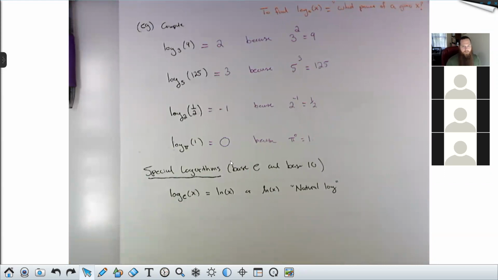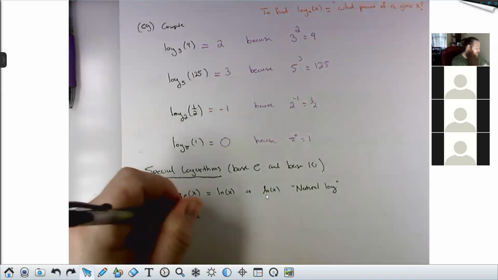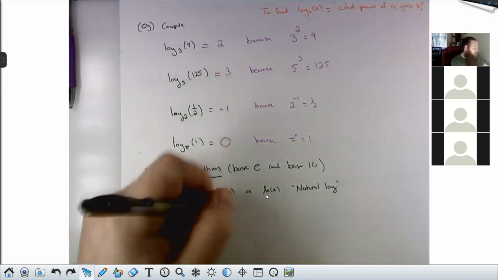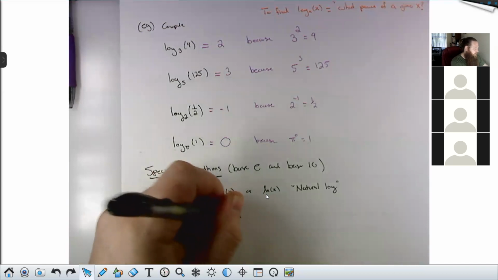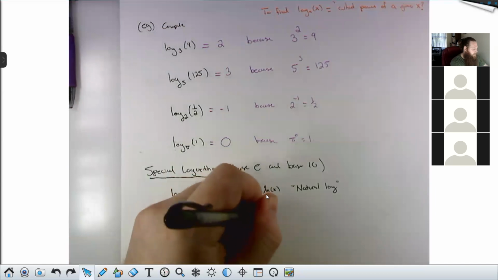But yeah, if you're using the base e, which is the natural base, remember Euler's number, we call e to the x the natural exponential. We call the base e logarithm the natural log. And in fact, we use it so much more than anything else, it gets its own notation. It is called ln, logarithm natural, whatever. The other one, the base 10 logarithm, you'll see this written as log of x without anything down there. And this is called the common log.